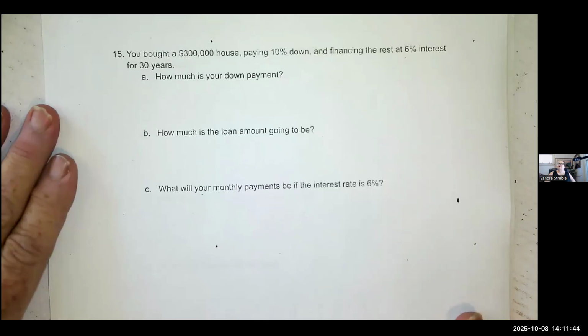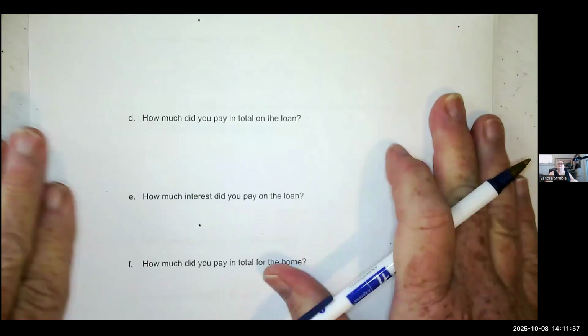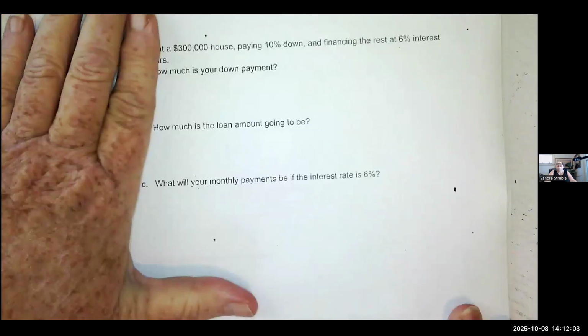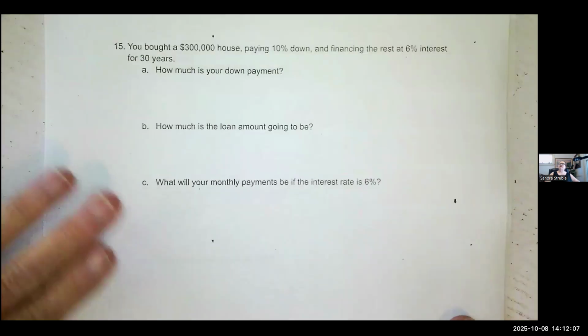You bought a $300,000 house, paying 10% down, financing the rest at 6% interest for 30 years. I swear we just did this. No, the last one was a $200,000 house. How much is your down payment? How much is the loan amount going to be? What's your monthly payments going to be? How much did you pay on the loan? How much interest did you pay on the loan? And how much did you pay in total for the home? So it's exactly like the last one we did. Pause the video, attempt this one, and then come back to see how you did.